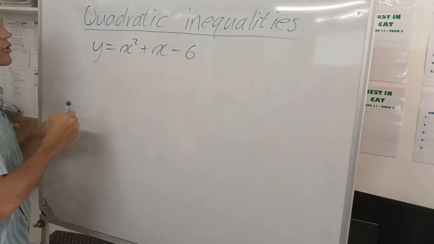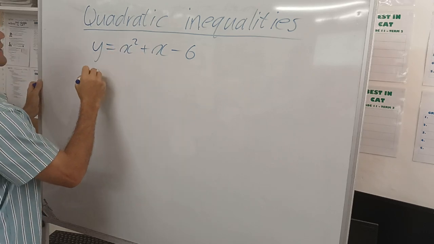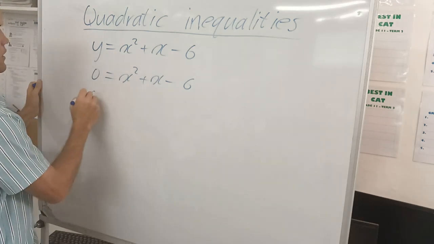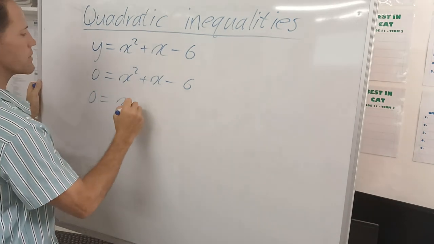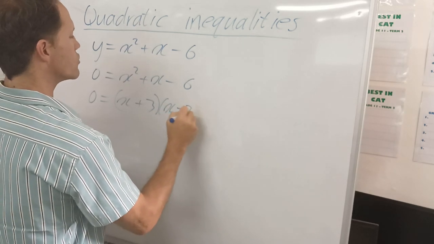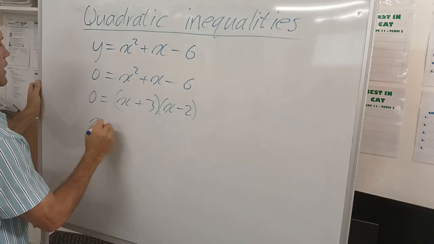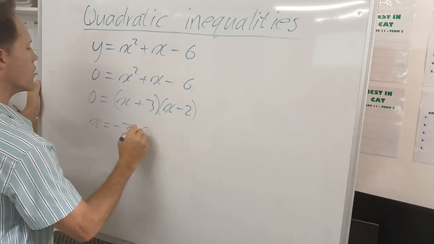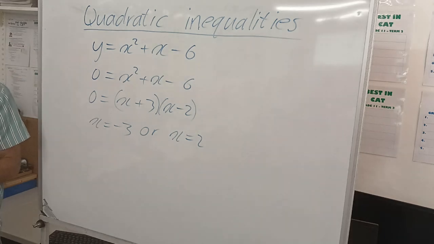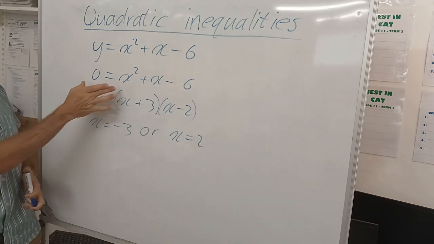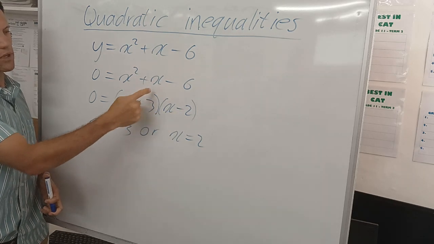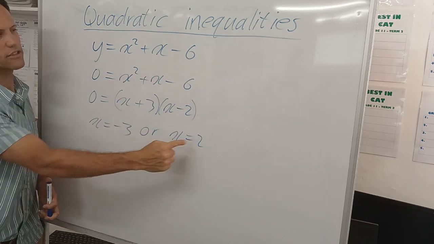Obviously, if you put it equal to 0, 0 equals x squared plus x minus 6, you can say it's (x plus 3)(x minus 2), and then you get x equals negative 3 or x equals 2. Okay, you all agree? That is just solving it. When you multiply out, x plus 3, x minus 2, plus 3x minus 2x gives you plus 1x. So x is negative 3 or x is equal to 2.